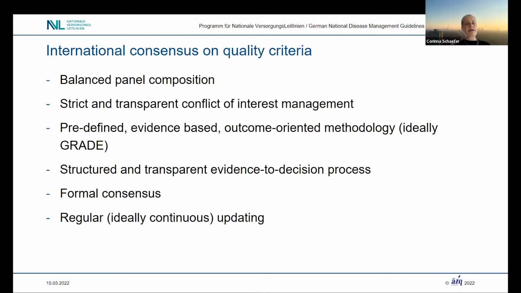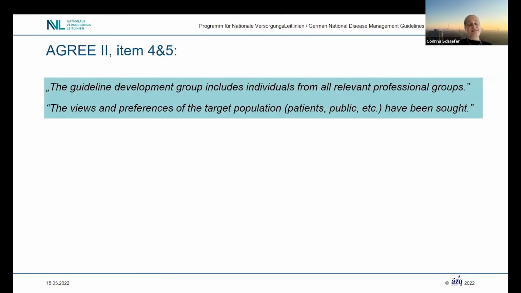You see, these are quite some quality criteria, and I have only 10 minutes, so I will focus on 3 of them. And as you have discussed HTA and the systematic evaluation of evidence already, I will focus on 3 other aspects. And the first, which I think is very important, is the balanced panel composition. And why do I think this is important?